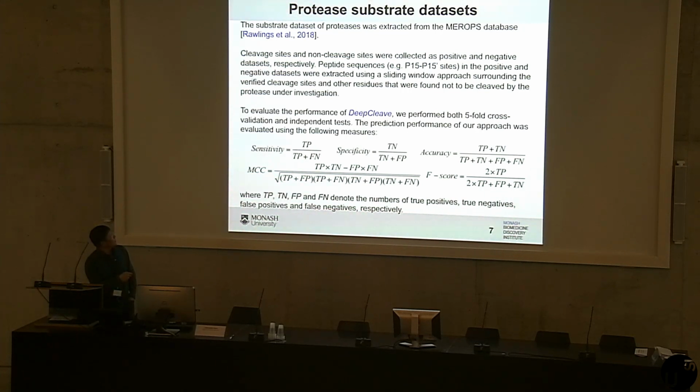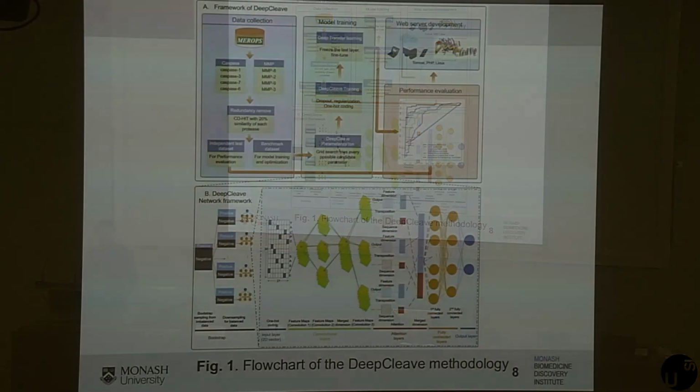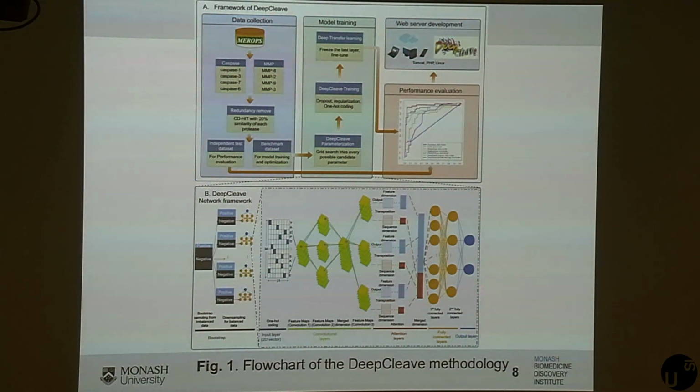In order to evaluate the performance of our developed tool, DeepCleave, we used primary measures like sensitivity, specificity, accuracy, Matthews correlation coefficient, and F-score. In bioinformatics, these are commonly used measures for evaluating the predictive performance of a model.